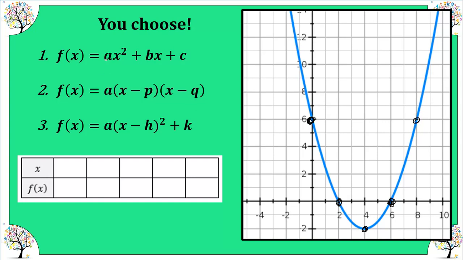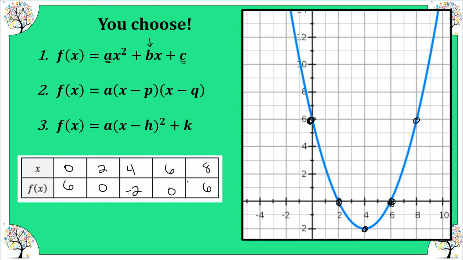So in standard form, you're going to have to know the A value and the C value, because the B value is the variable we'll try to find. So for our A value, we have to have consecutive X values. So from left to right, I'm going to write down some ordered pairs. So let's start with 0, 6, 2, 0, 4, negative 2, 6, 0, and then we have 8, 6.